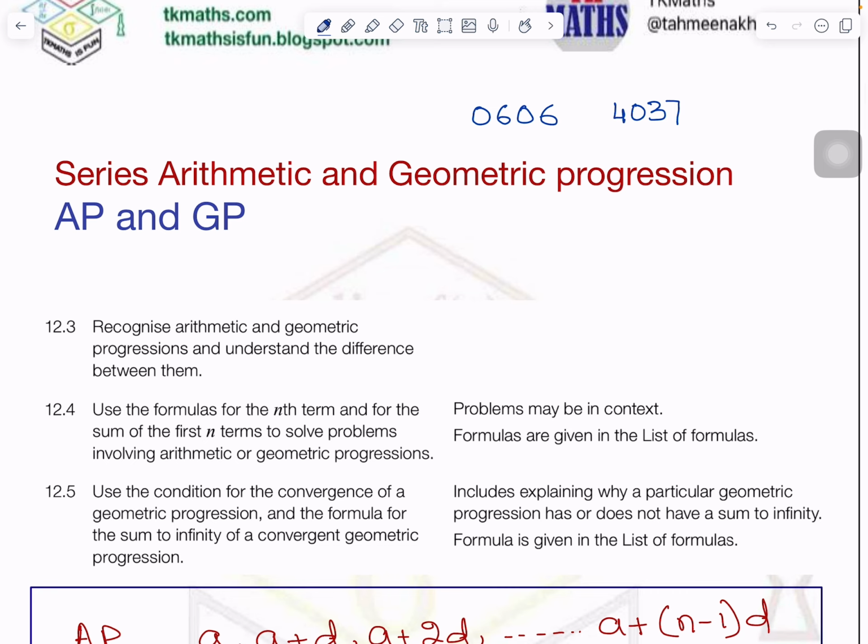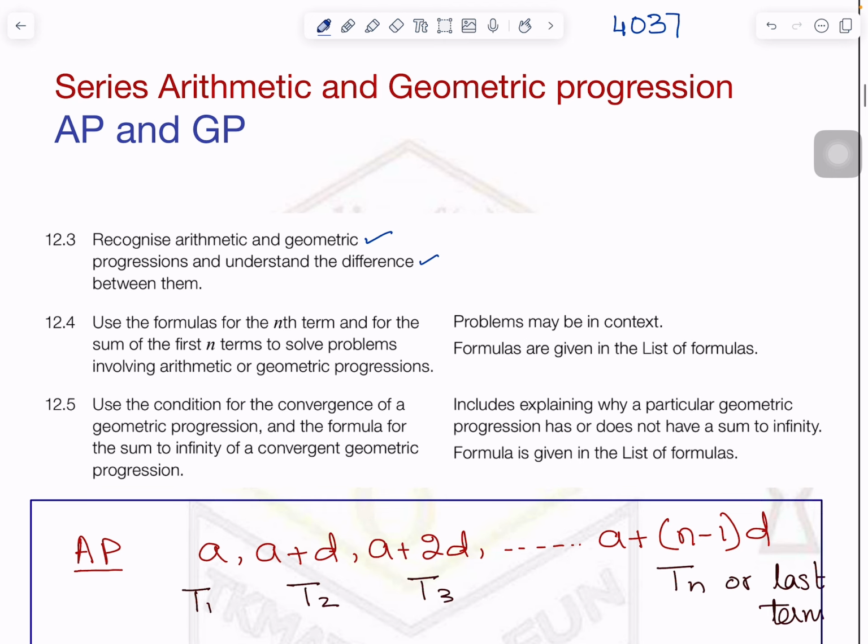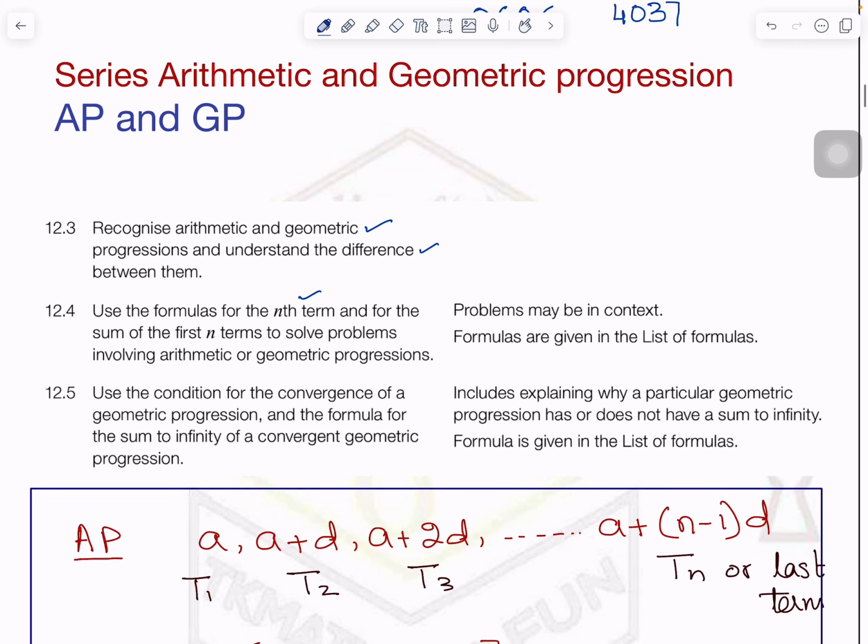In this question, we will make use of arithmetic and geometric progression and the difference between them. We will apply that difference, you will understand, and the nth term formula, and then we will find the nth term, right? Let's see. The convergence concept we are not applying in this question, we will use it later sometime.